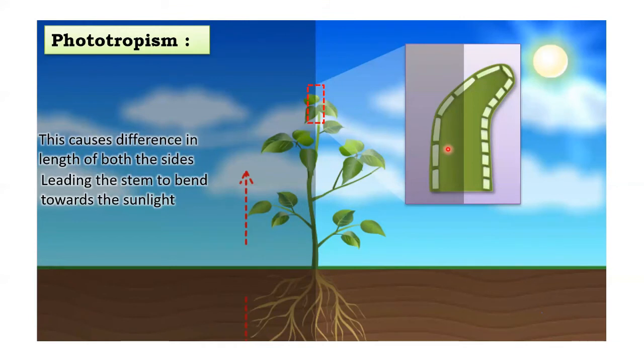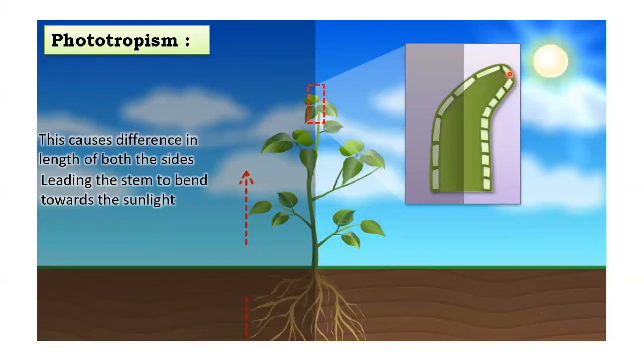So if you can see over here, on the left side, the cell's size or length will be increased. It becomes longer. And if you compare the length of the cells to the right side, they are much shorter, right? So this creates a difference in the rate of growth, and this will lead to the bending of the stem. Because growth is more here and growth is less here, it will bend towards the sun.